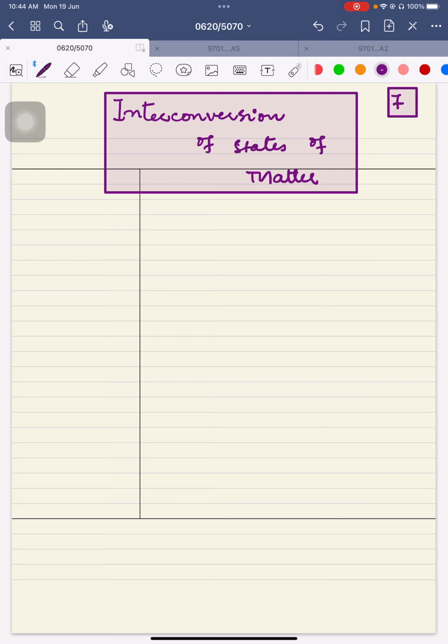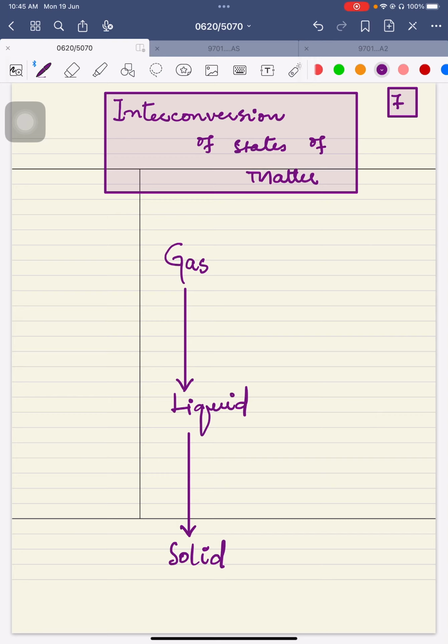Look at here right now. I'm writing regarding kinetic energy. Guys, till now you know this thing very well, that gas has the highest kinetic energy, and after gas, what is the next? It is called liquid, and after liquid, what is the next? It is called solid. Okay, all right, done.